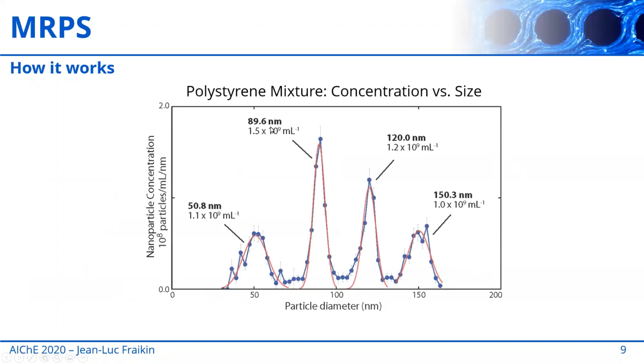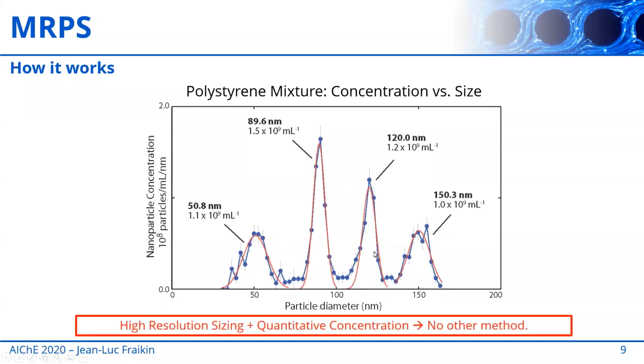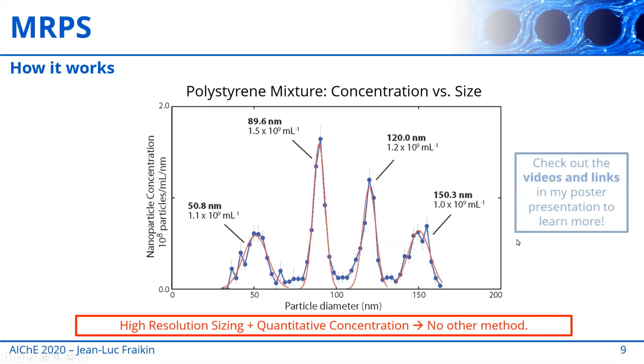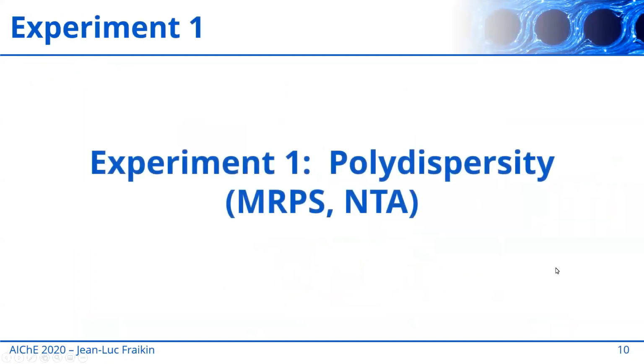And so this is an example. This is the final result for that measurement. We've got concentration on the y-axis as a function of size, particle diameter, on the x-axis. And you can see this mixture was a mixture of polystyrene beads of 50, 90, 120, and 150 nanometers diameter. And so this is a very good resolution of the different components of the sample, and we can be quantitative over any size range in here. We've got a lot more information in my poster. There are links to videos to learn more about how this works and papers.